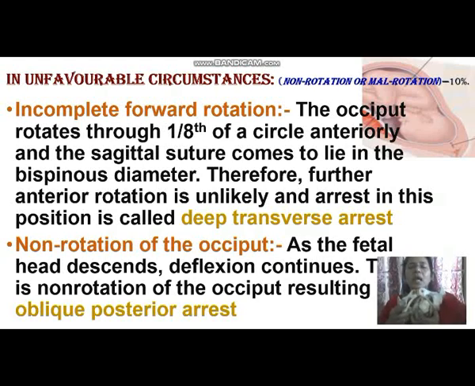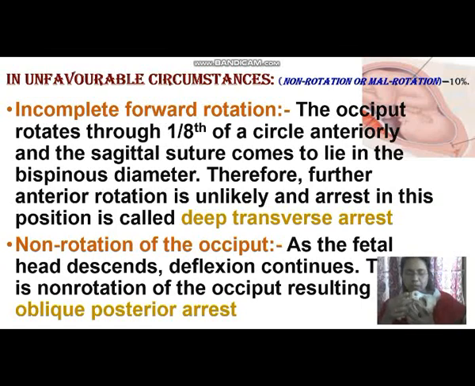It will not properly rotate forward to come under the symphysis pubis. So that will further lead to arrest in the bispinous diameter. That is why it is known as deep transverse arrest. The next problem is non-rotation of the occiput. As the fetal head descends, usually it will be flexed.